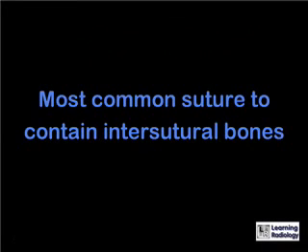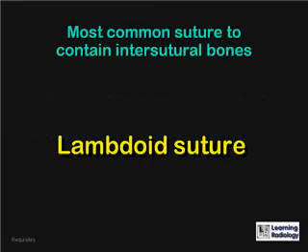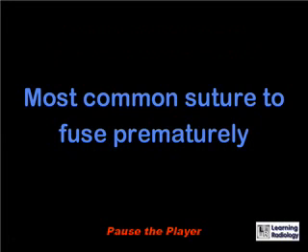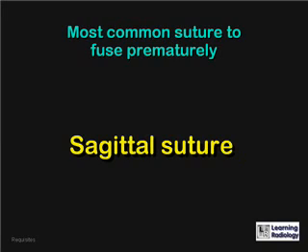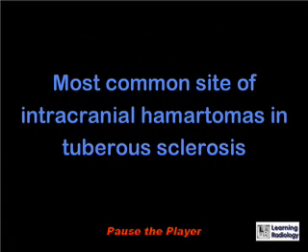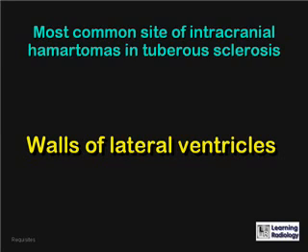What is the most common suture to contain intersutural bones, Wormian bones? The lambdoid suture. What is the most common suture to fuse prematurely? The sagittal suture. What is the most common site of intracranial hamartomas in tuberous sclerosis? The walls of the lateral ventricles.